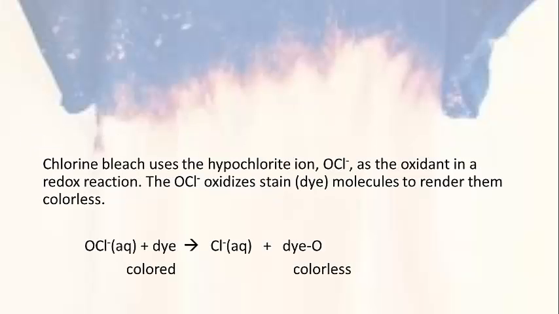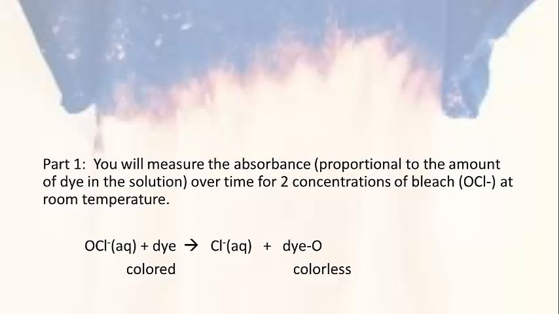So what are we reacting? We are combining bleach with a food coloring or a dye, and this chlorine bleach uses the hypochlorite ion as an oxidant in a redox reaction, and it will oxidize stain. We're calling it stain molecules. It's really our dye molecules, and it renders them colorless. In part 1, you will measure the absorbance versus time for two concentrations of bleach, and the absorbance is proportional to the amount of dye in solution, which of course will be continually decreasing over time. And you'll perform both of these reactions at room temperature, and you need to record what that temperature is.